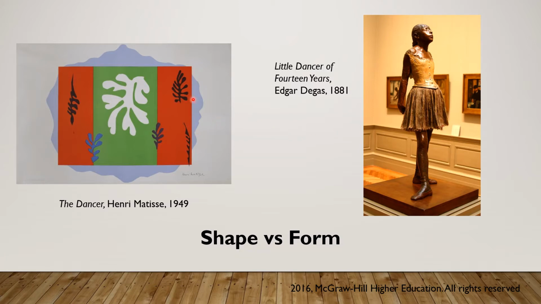If you would imagine taking this piece and turning it around, all you're going to see is the back of the canvas. You're not going to see this image on the back of it. Whereas here, as you would move around the sculpture, you would see different angles, you would see different portions of it. So when I go to the back side of this, I'm seeing the back of the dancer, not the back of a flat piece of canvas.